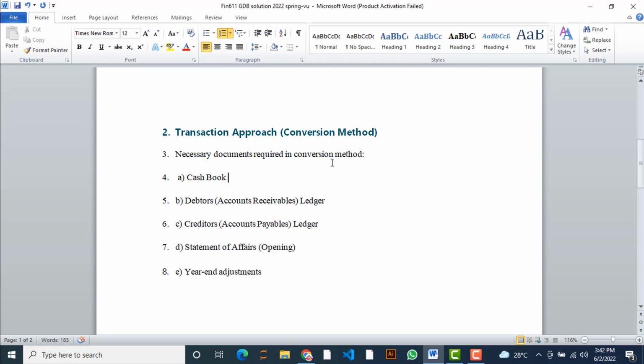Necessary documents required in the conversion method: as we already discussed, these small businesses have enough resources to have an accountant to perform all these activities on the basis of a double entry system to some extent. So which kind of books are required? For simplicity, I just mentioned 5 books here: cash book, debtor books or account receivable ledgers, creditors or account payable ledgers, statement of affairs opening that we have discussed above, and year-end adjustment. As a result, the accountant has the ability to work out the net profit for the current period.